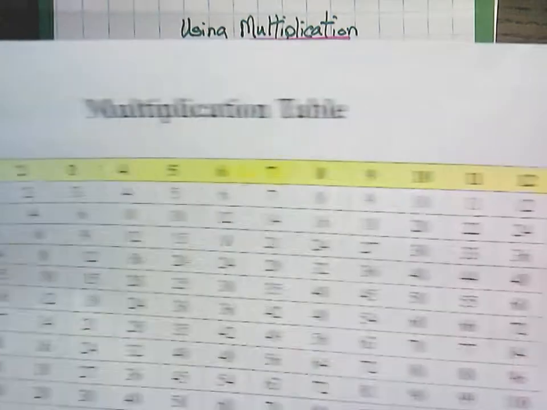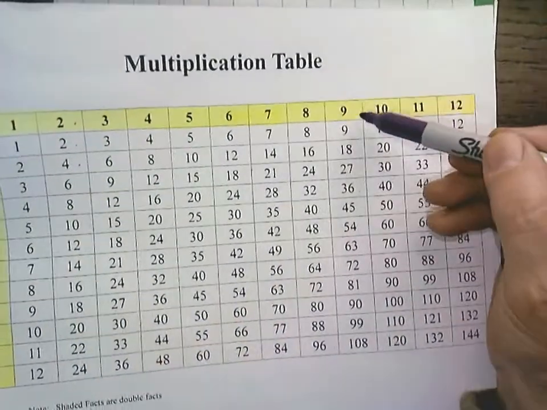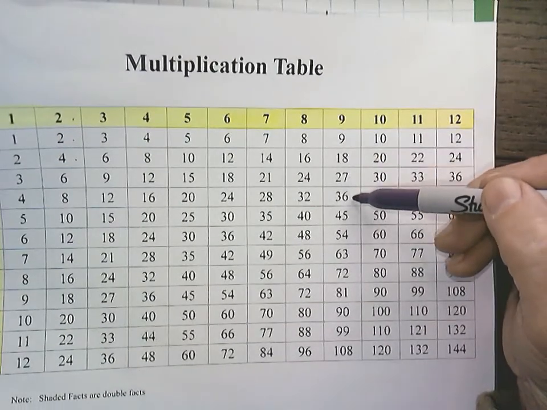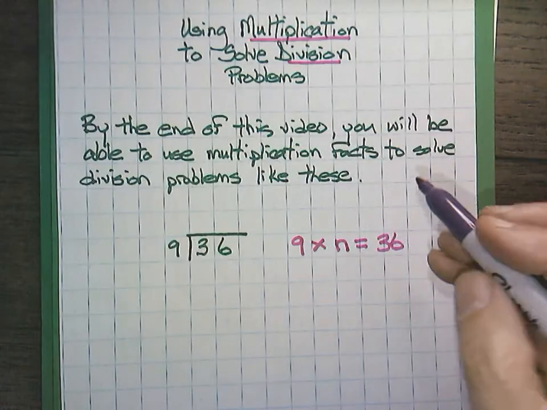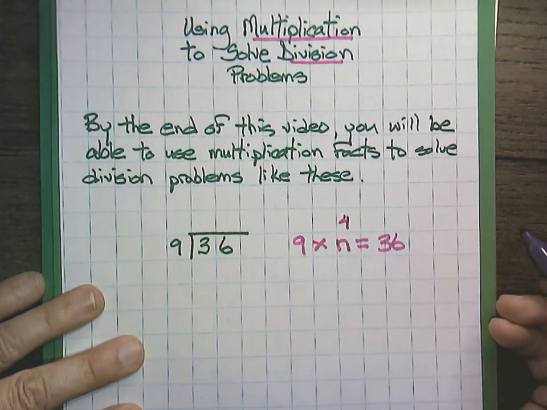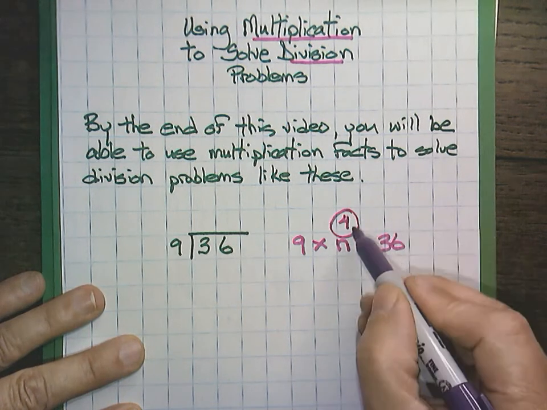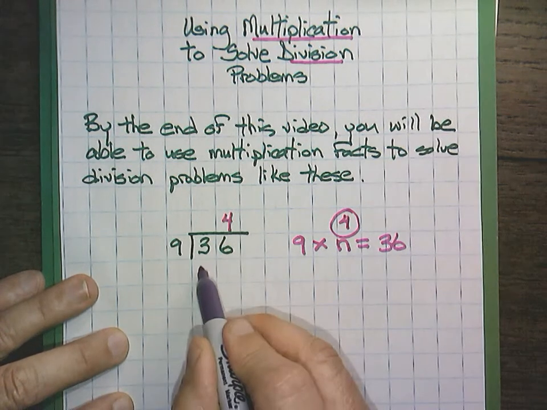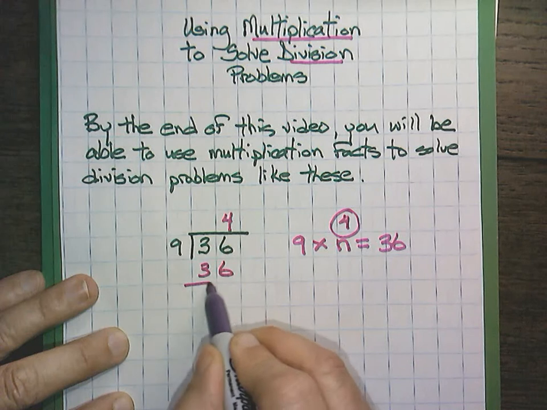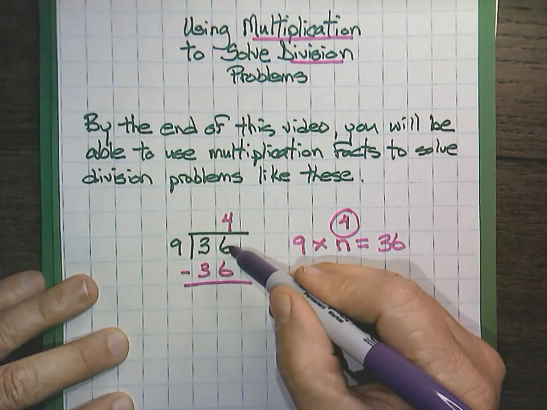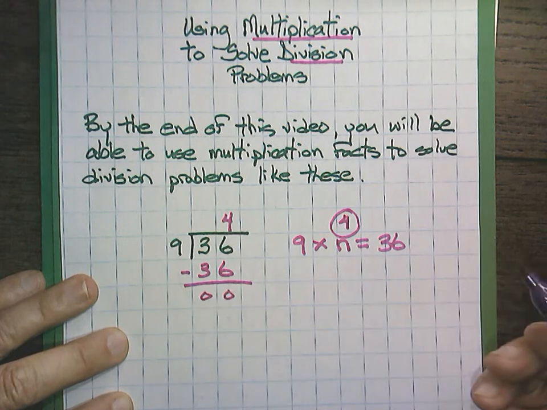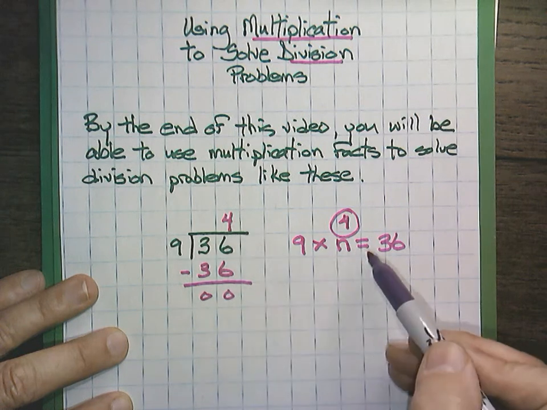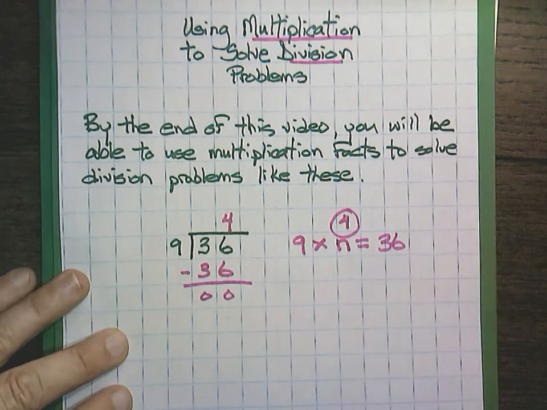Using my multiplication facts, I'm going to use a chart here. 9, and if I count down to 36, 1, 2, 3, 4, so n would be equal to 4, and then 36. You can see that when I put 36 here and compare it to the 36 here, I have no remainder. So 36 divided by 9 is equal to 4, and that's using multiplication as a strategy.